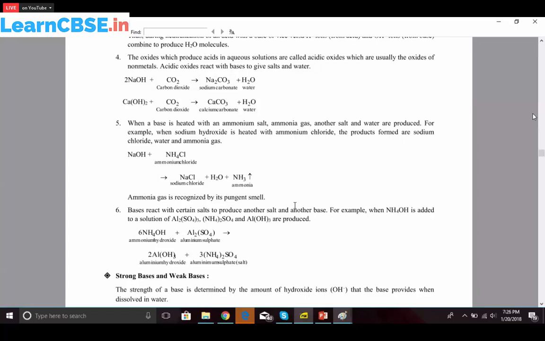The next one is that bases react with certain salts to produce another salt and another base. For example, ammonium hydroxide, when it reacts with aluminum sulfate, produces aluminum hydroxide and ammonium sulfate salt.